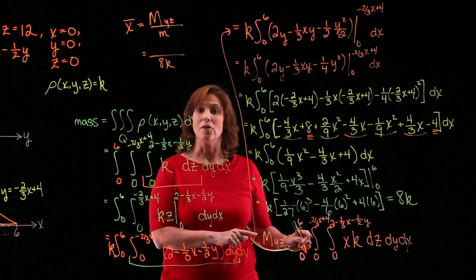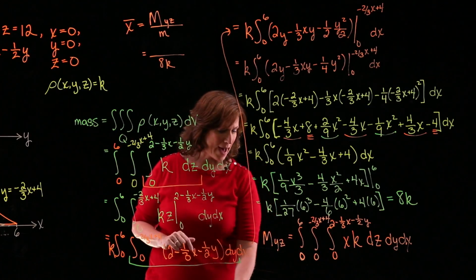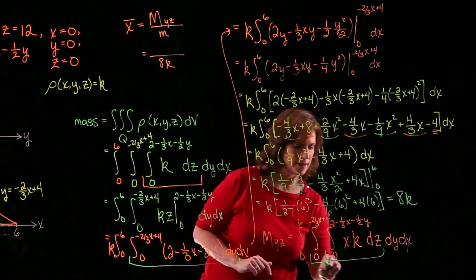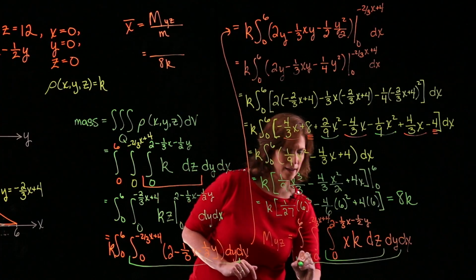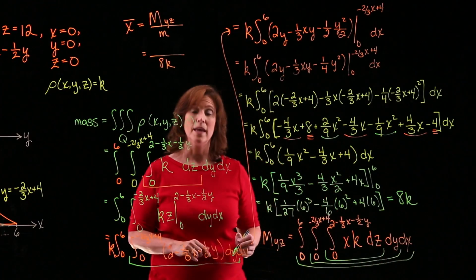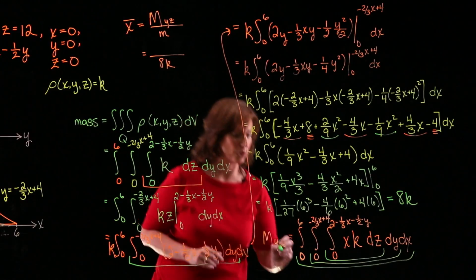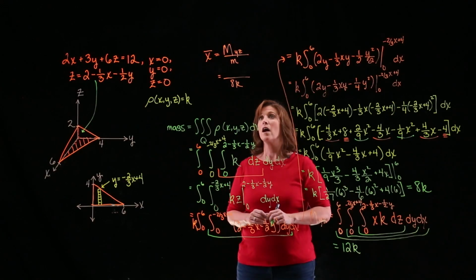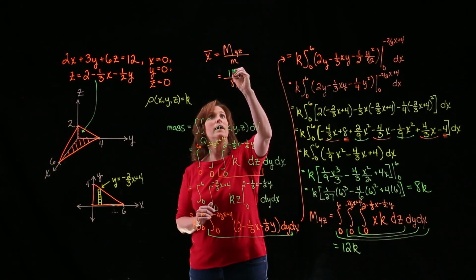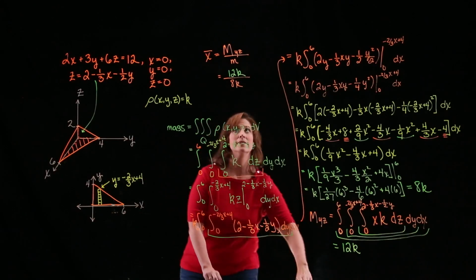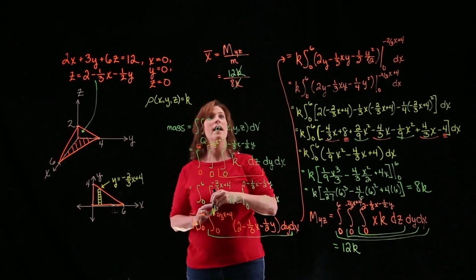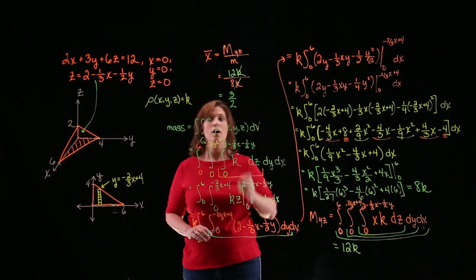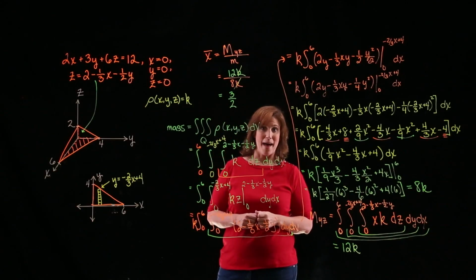We can do this triple integral in the same way that we did the triple integral for the mass. Again, remember, starting with the inside, moving to the second integral, and finally doing that last integral. If you go through the calculations for that triple integral, you're going to end up with 12k. All right, so that means I can put 12k here, and the k's cancel, and I have 3/2 for the x-coordinate of my center of mass.